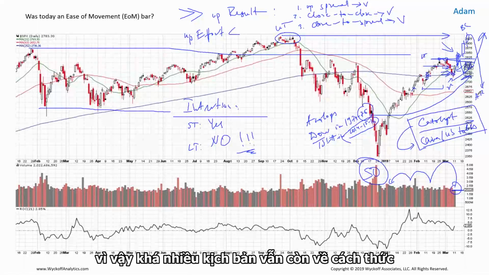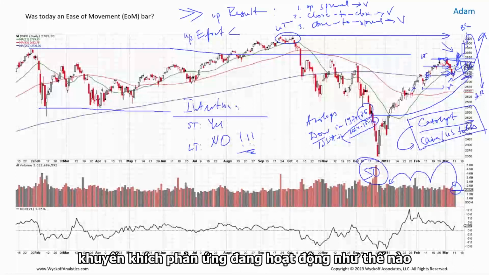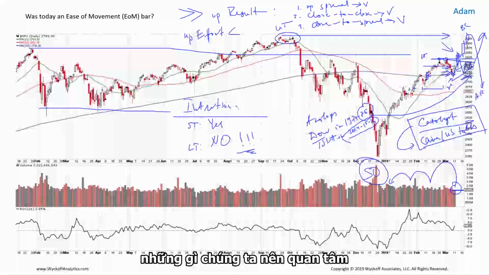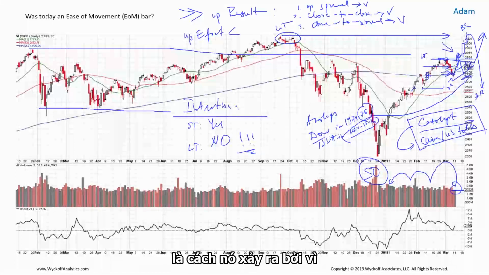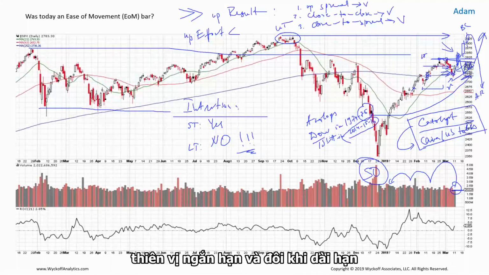So quite a few scenarios of how it's going to unfold, but it's very encouraging how the reaction is behaving. And that's why it's not just enough to identify that the reaction is going to happen. What we should be concerned about is the way it happens, because the way it happens will define the short-term bias and sometimes long-term bias as well.